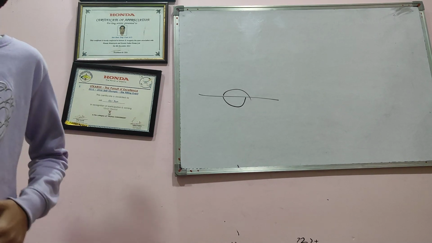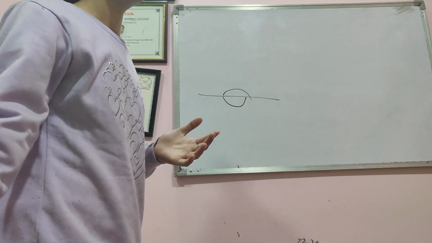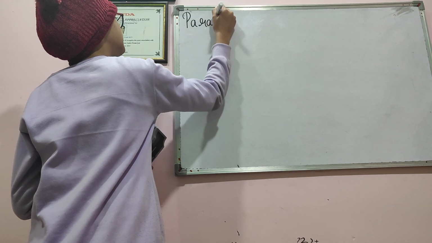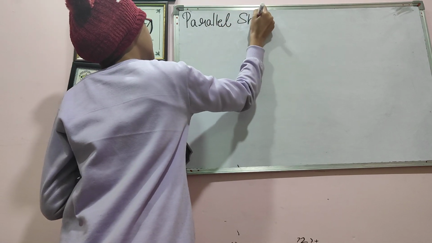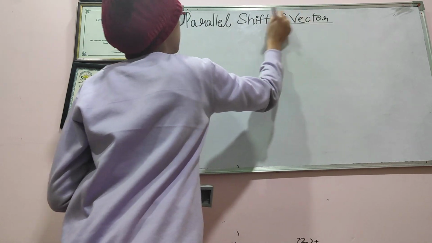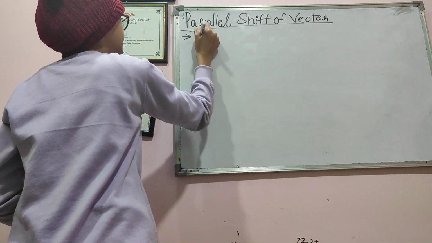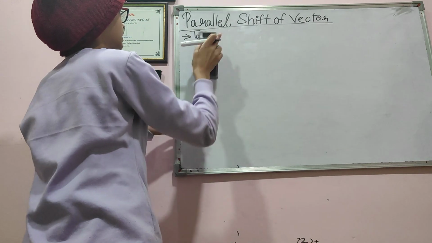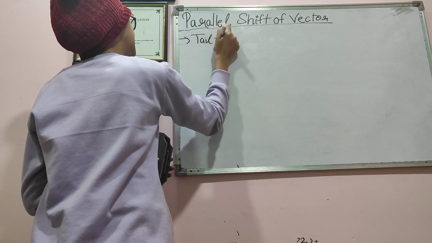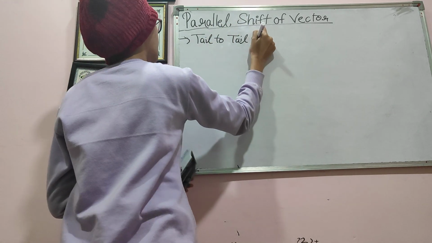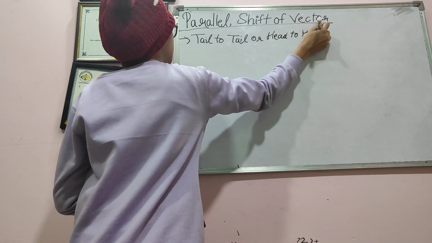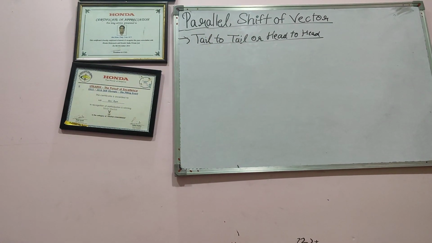So parallel shift of vectors. How can we do parallel shift of vectors? First of all, let me get the heading. Parallel shift of vector is possible when we connect tail to tail or head to head.